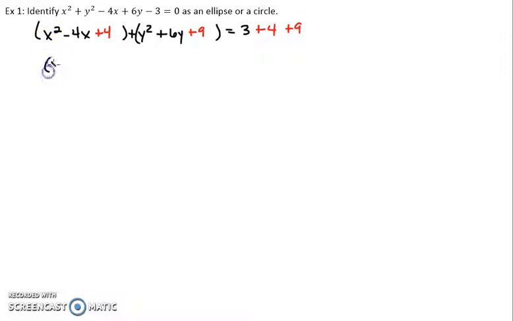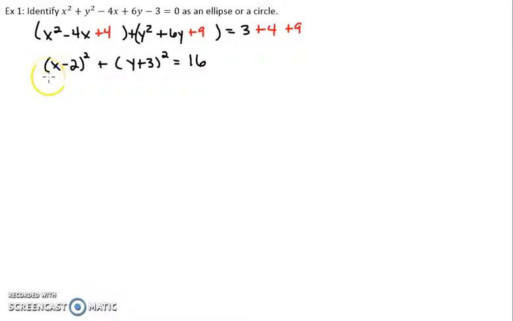Factoring the left side, we're going to get (x minus 2) squared plus (y plus 3) squared equals, let's see, 16 on that side. So you can see right now that this is probably going to be a circle because we have (x minus h) squared plus (y minus k) squared equals r squared. But we can't be sure because the circle is written as r squared, and an ellipse is written as equals 1.